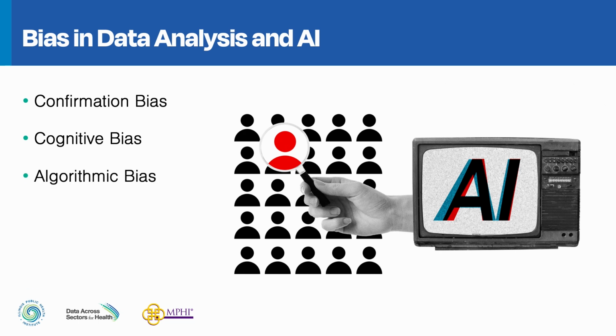Algorithmic bias, on the other hand, stems directly from the data used to train AI systems. If the training data reflects historical inequities, excludes certain populations, or lacks diversity, the AI will reproduce and sometimes amplify those biases. For example, a predictive health tool trained on a dataset that underrepresents minority populations might fail to flag health risks for those groups, leading to disparities in care.